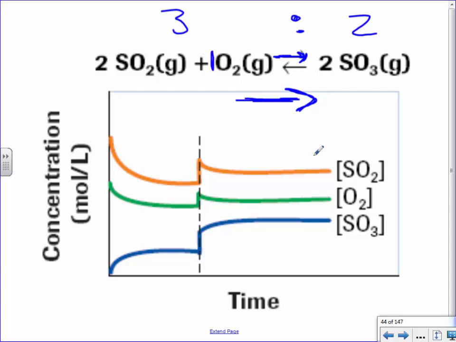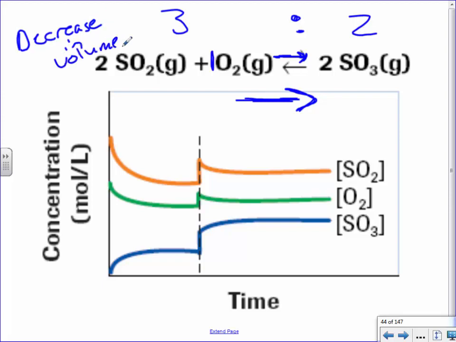Decrease the volume. The reason why we decreased the volume is that if there's less room, would you rather be on the 3 side or the 2 side? We'd rather be on the 2 side, so it shifted that way. If there was more room and you increase the volume, then it would shift to the side where there's more molecules. So what happened on this one here is there must have been a decrease in volume.